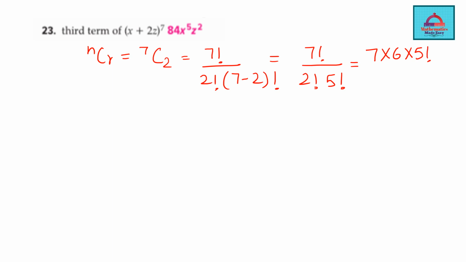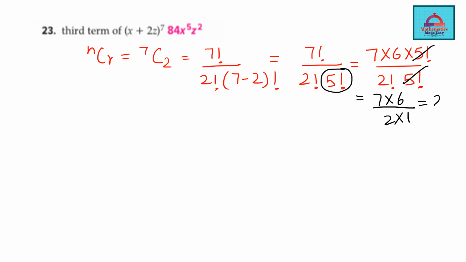So open the numerator till you get the highest term of the factorial. So 7 factorial we opened as 7 multiplied with 6 till 5 factorial. I did it only till 5 factorial because I will cancel with this 5 factorial which is in the denominator. So now it cancels, and this is 7 multiplied with 6 over 2 into 1. So this is, on simplification, 21. So that's the binomial coefficient.